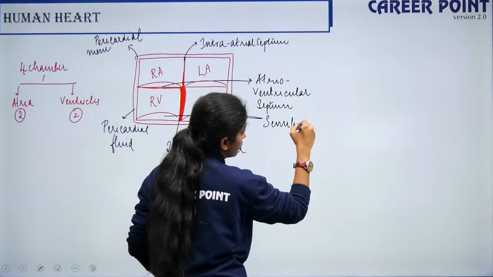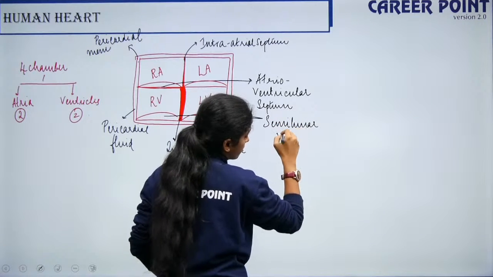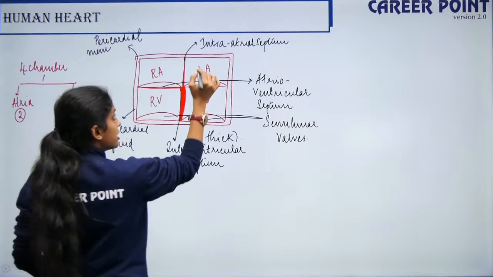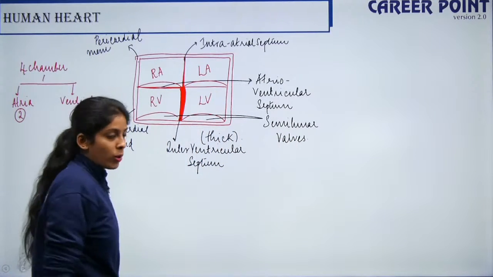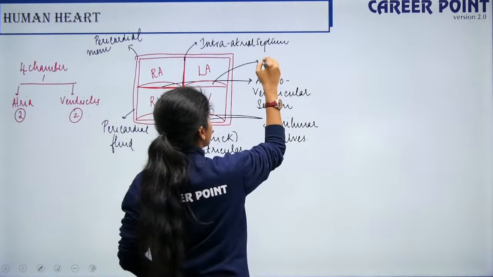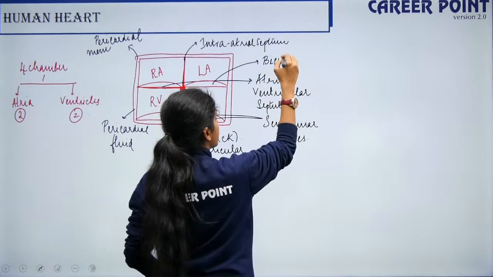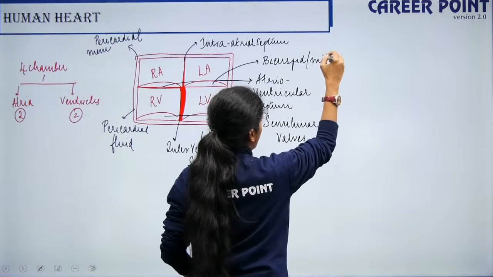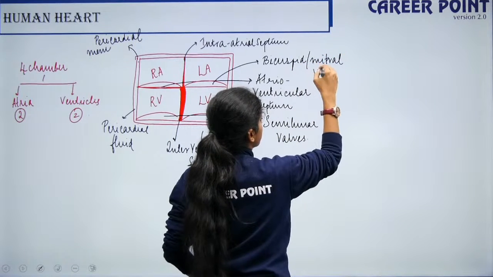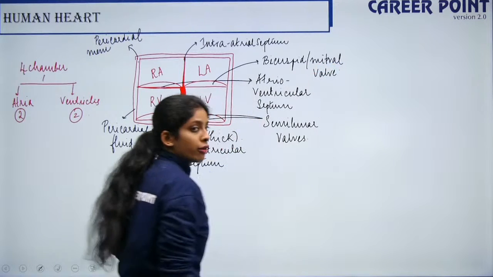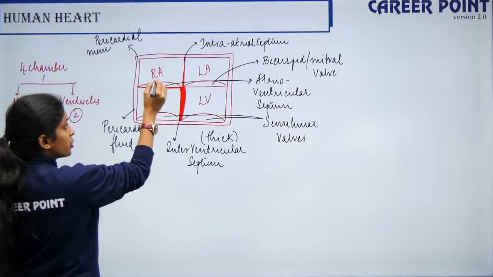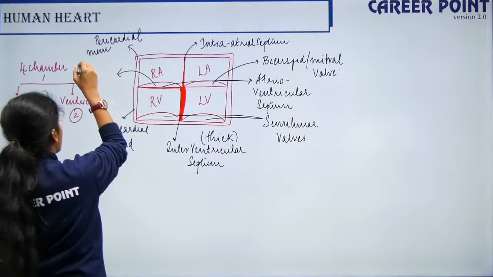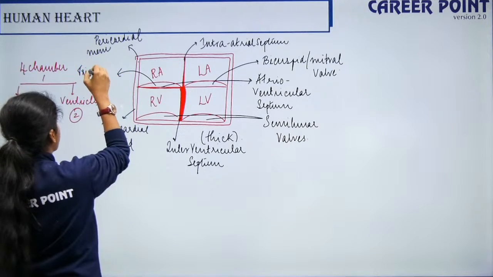These are known as semilunar valves. In between the left atrium and the left ventricle, there is a valve known as the bicuspid valve or mitral valve. In between the right atrium and the right ventricle, it is called the tricuspid valve.